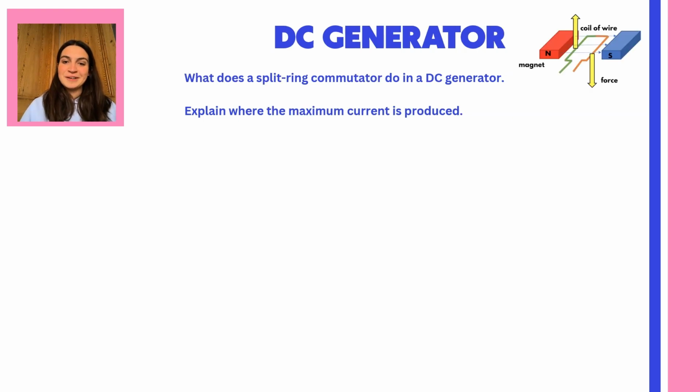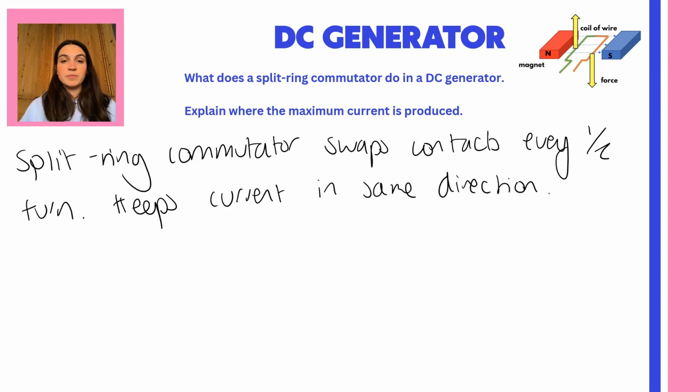Okay, on to actual generators themselves. So it might be worth listening if you're combined, but you don't need to know the specifics of a DC generator versus an AC generator. Okay, what does a split ring commutator do in a DC generator, and explain where the maximum current is produced? So again, you really just learn some set phrases here. So your split ring commutator, just like in your DC motor, swaps the contacts every half turn, and what that does is it keeps the current in the same direction.